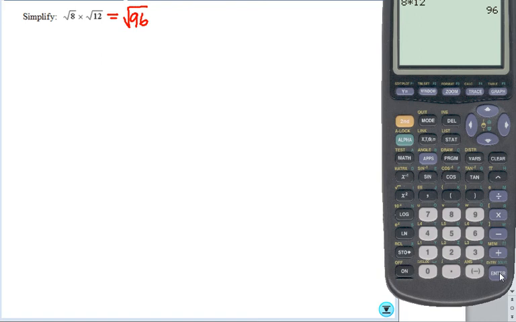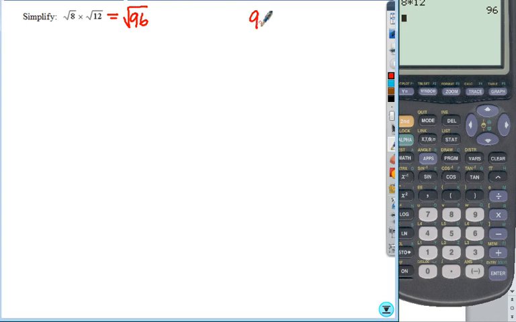So what I need to do here now is take this 96 and break it down to find out if there are any perfect squares, because the radical sign is telling us that we're looking for the square root of 96. If I find factors of 96 that are perfect squares, I can pull them out of the radical sign. They can come out from underneath the radical sign.